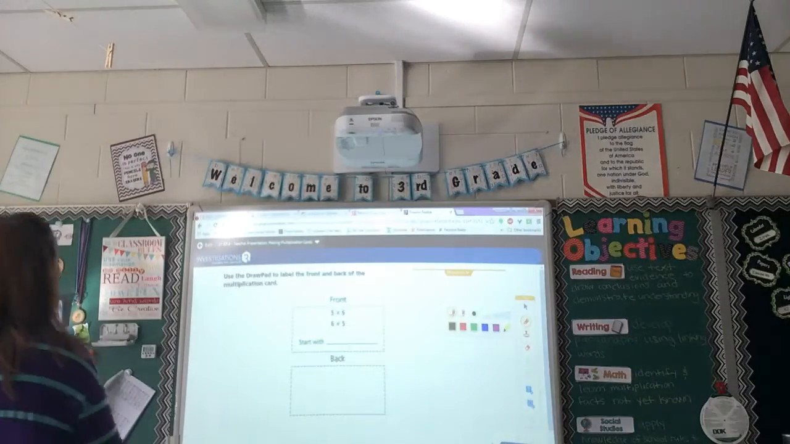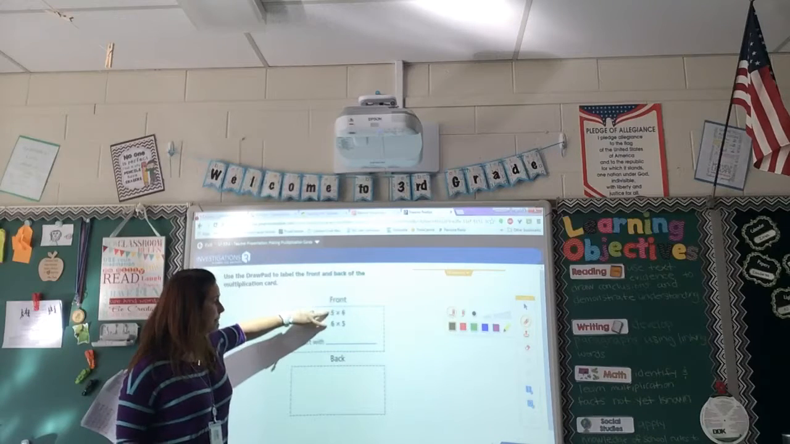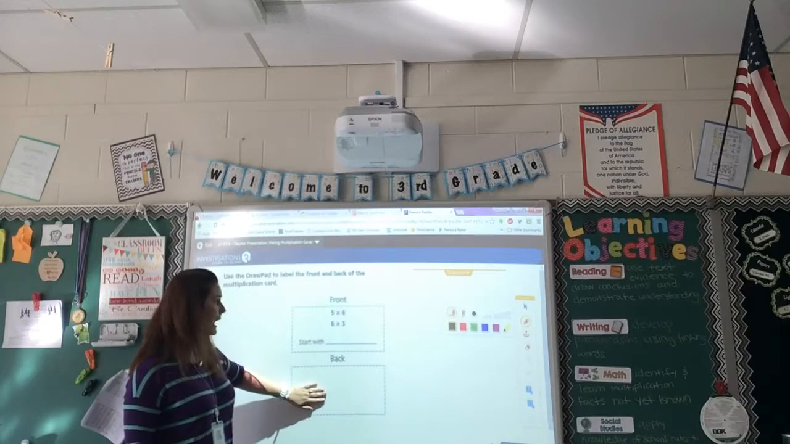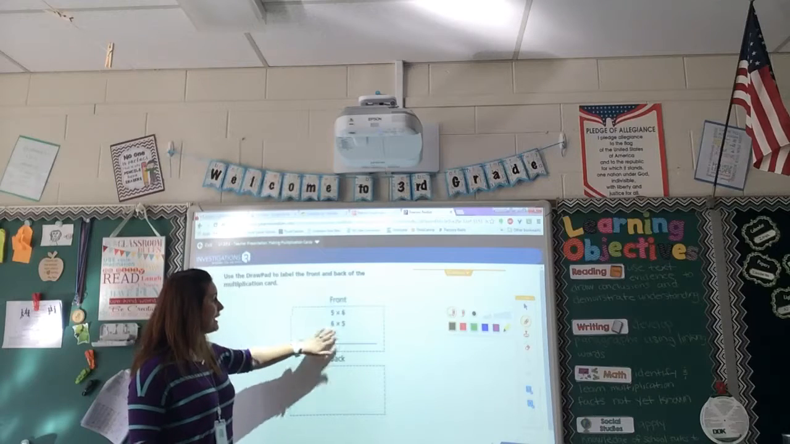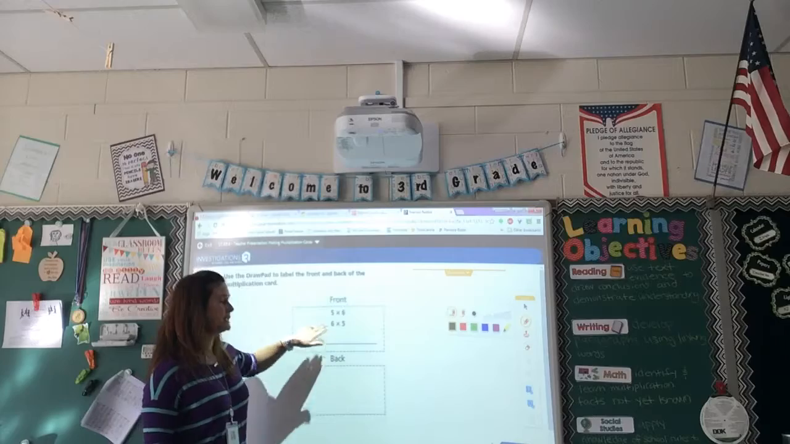So today what we did, we actually started making multiplication flashcards, which was great. They were already printed out. All the students had to do was cut them. And as you can kind of see on the board behind me, the front of the card looked like this. There were two different multiplication facts, and then the back was just blank.